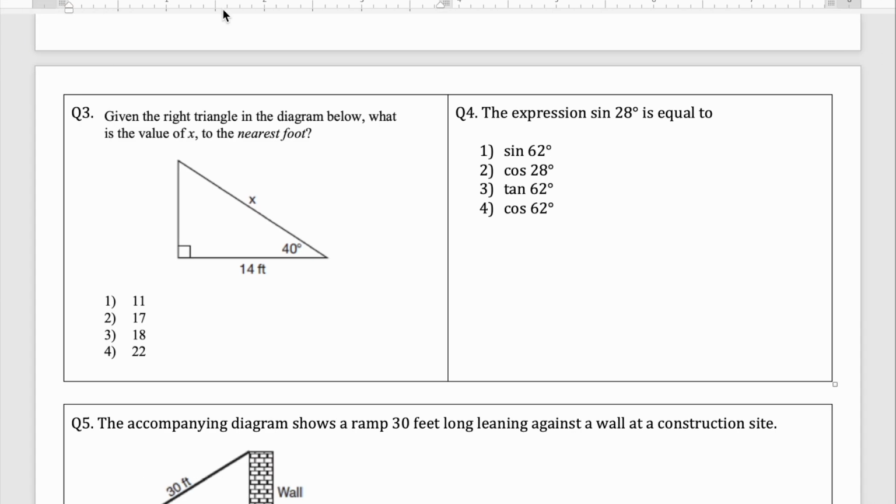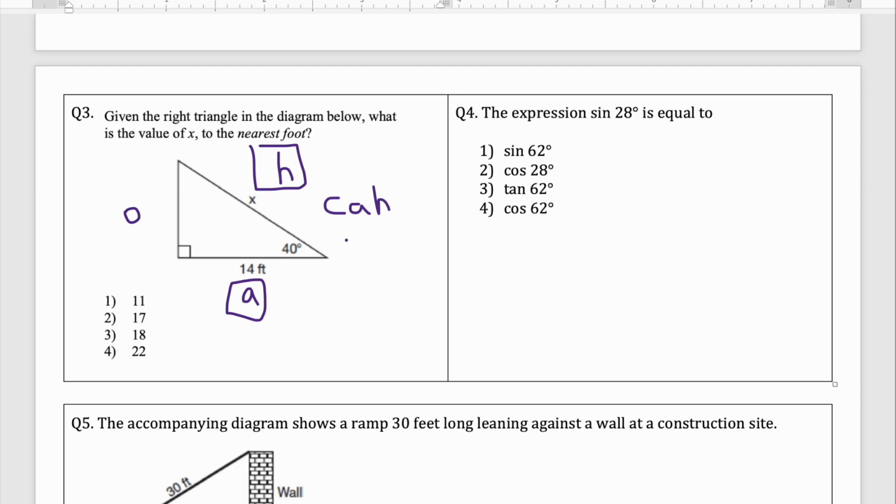Okay, so we have, given the right triangle in the diagram below, what is the value of x to the nearest foot? So we have a right triangle with a 40-degree angle. This is the opposite. This is adjacent. And this is hypotenuse. So we have a value for an adjacent, and we're looking for the hypotenuse. Which one is adjacent and hypotenuse in it? That's CAH.